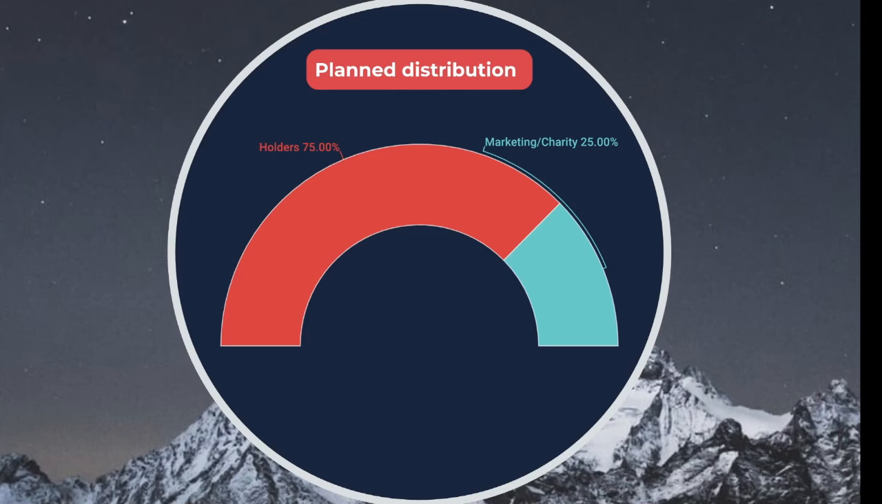Then again, this is just a little bit of insight I can provide in how our team is thinking. Just a little bit of insight there.